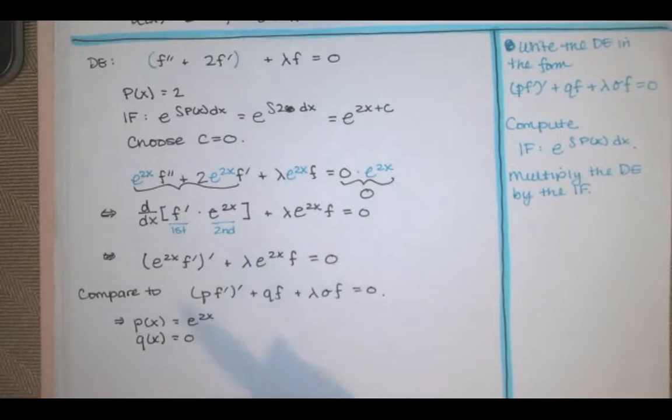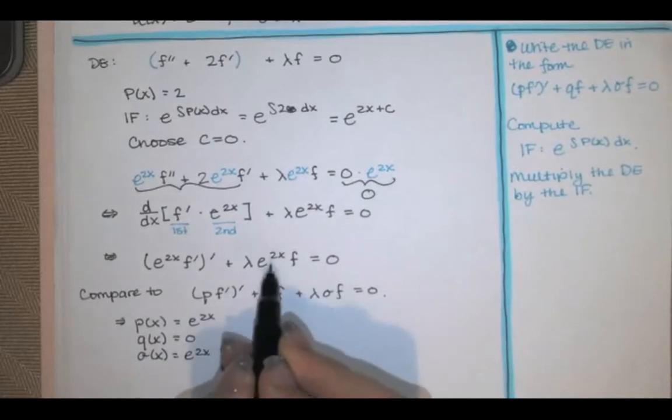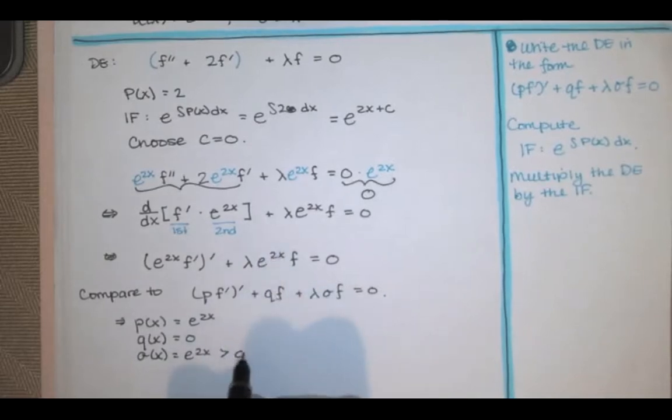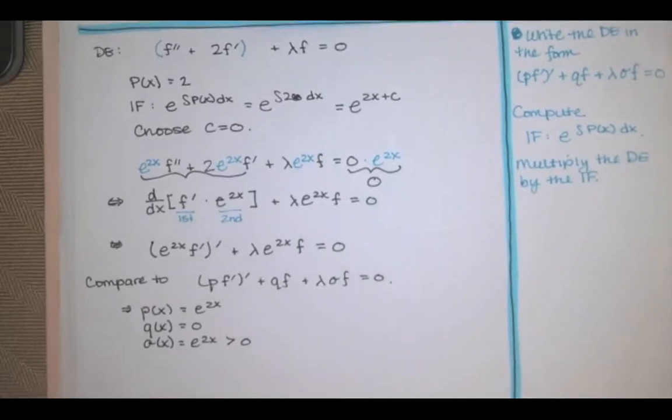And the function multiplying f, and that's what we were looking for, is that e to the 2x. Notice that e to the 2x is positive. And that's necessary, it's required in order for this to be a regular Sturm-Liouville problem. That is the weight. When we say that those two functions f sub n and f sub m are orthogonal, they're going to be orthogonal with this weight. So it's very important that we find that weight.